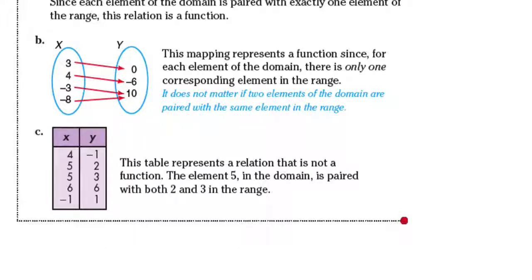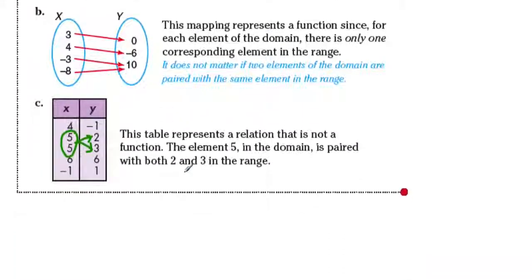Okay, if you look at the element 5 right here, it is paired with both 2 and 3. So that means this domain is paired with two ranges, 2 and 3. So it does not correspond to our definition of the domain, which says that each element of the domain is paired with exactly one element of the range, and that's the reason why example C is not a function.